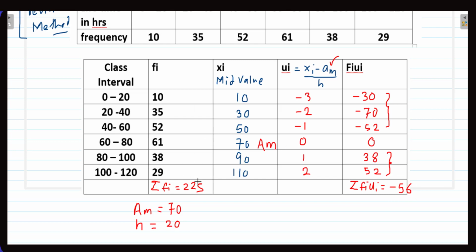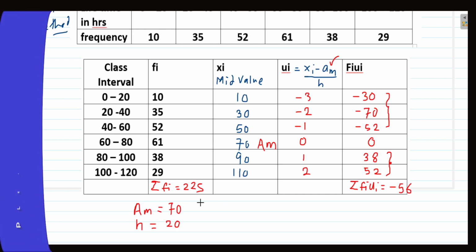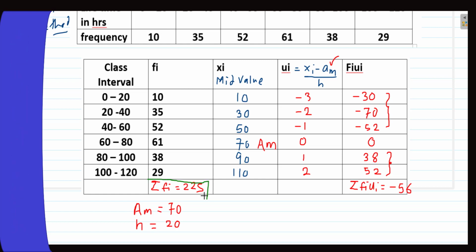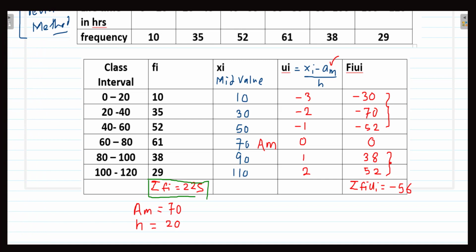So friends, remember that this is the first important step, as I told you in the previous 2 episodes also. So always highlight this. This is the first step, so highlight it by enclosing it in a square. Similarly, this is the second step. Please highlight this and then enclose it in a square. So these are the two important steps which the examiner checks first: what is your summation of fi and what is your summation of fi ui. If they tally, then he goes further.